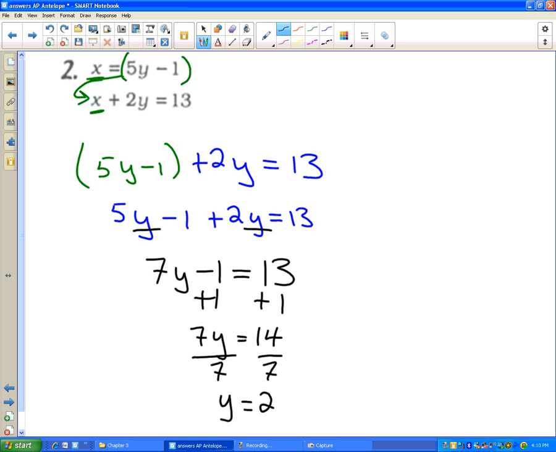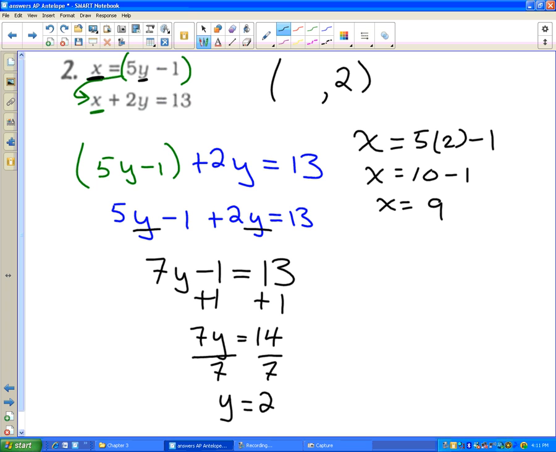Again, just like what we've been doing with elimination, this is the y coordinate. I need to find the x coordinate. The nice thing about substitution is this is already solved for x. I just need to plug in my y. So I know that x is equal to 5 times 2 minus 1. 5 times 2 is 10 minus 1. X is going to be 9. That is my answer. My coordinate is 9, 2 for these two problems.